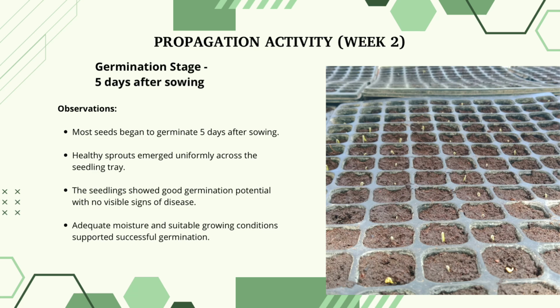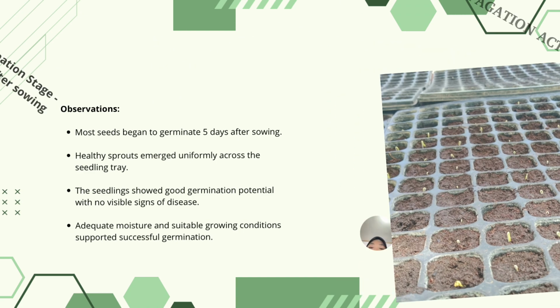Five days after sowing, most of the seeds had successfully germinated. The seedlings emerged uniformly and looked healthy. There were no visible signs of pests or diseases. The successful germination showed that the growing conditions, including moisture and temperature, were suitable for seed development.